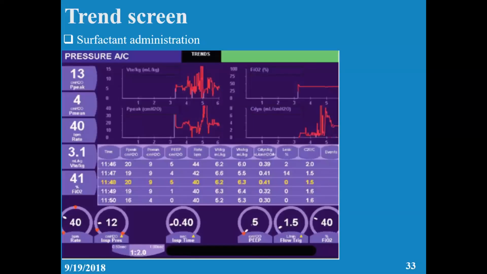Okay, surfactant administration, very nice looking. So you can see the tidal volume was here and then all of a sudden increasing. You see the pressure was high and then decreasing. You see less pressure needed.